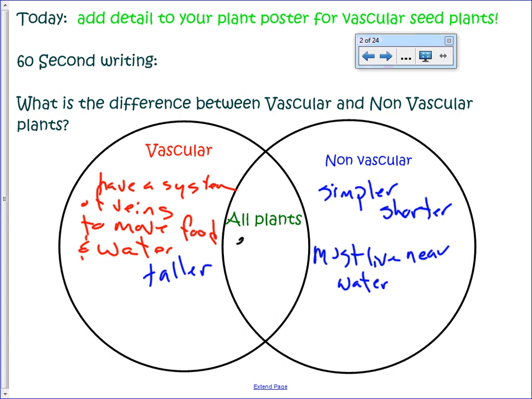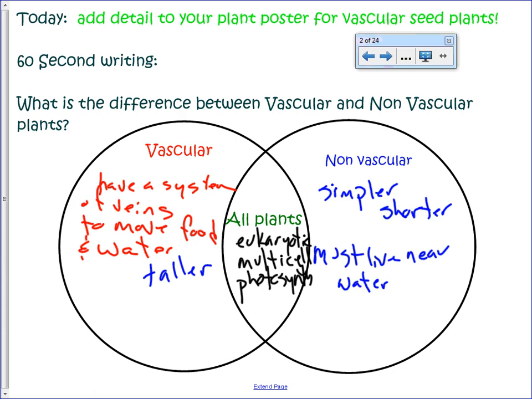All plants are eukaryotic. What else about all plants? They're what? Multicellular and complex. Photosynthesis. Give me an example of a plant that doesn't do photosynthesis. It still does photosynthesis. Okay.